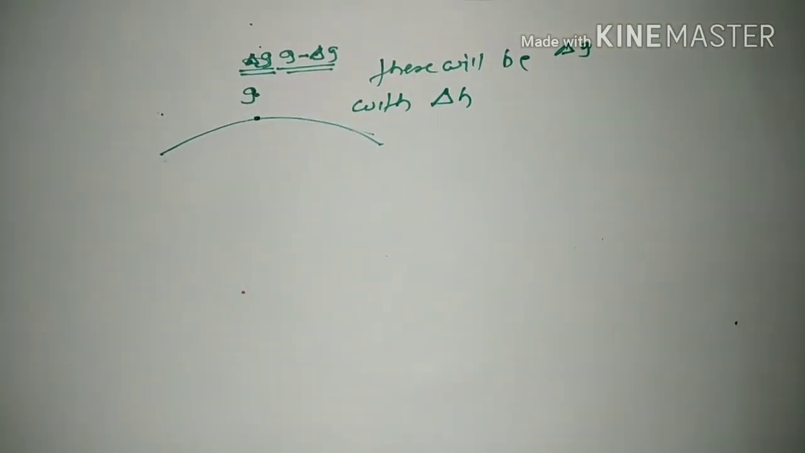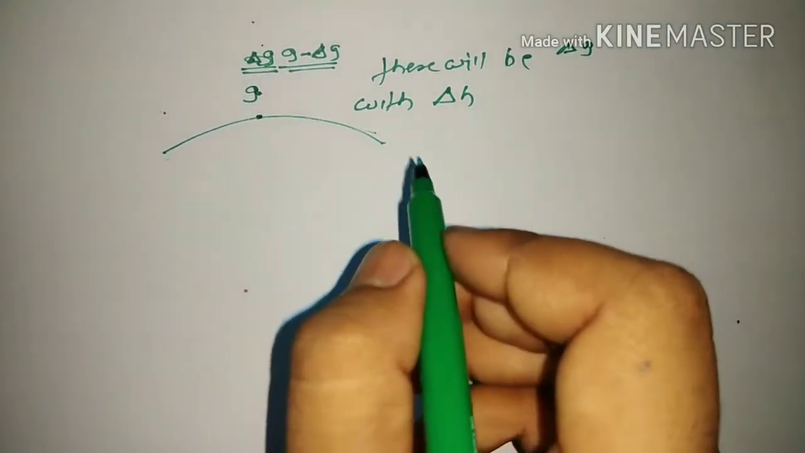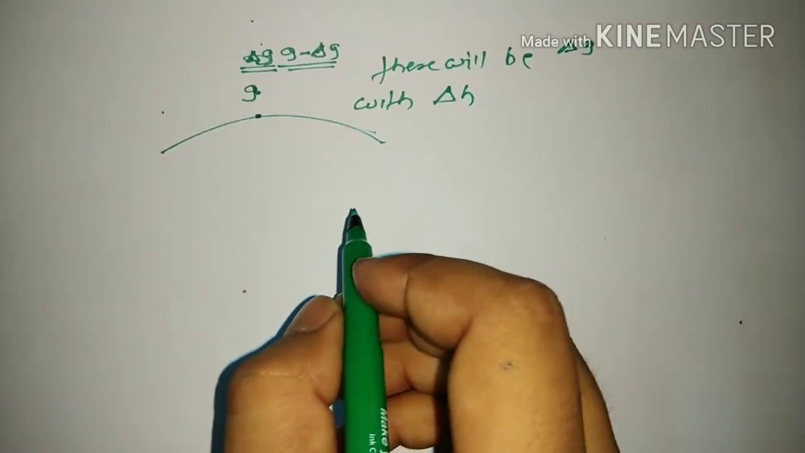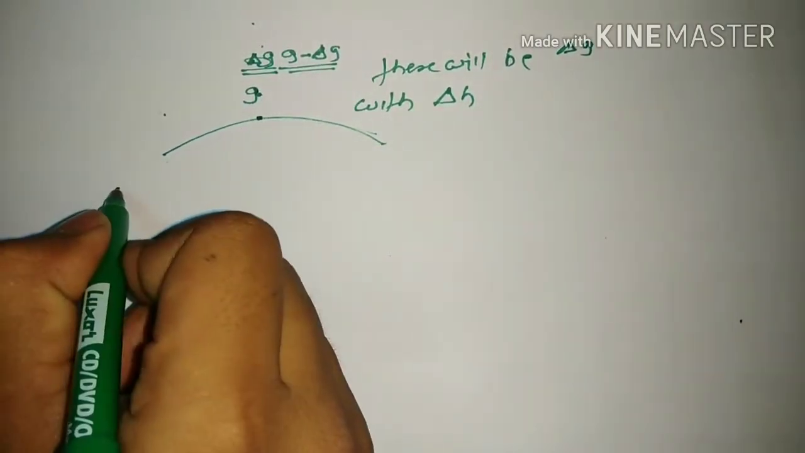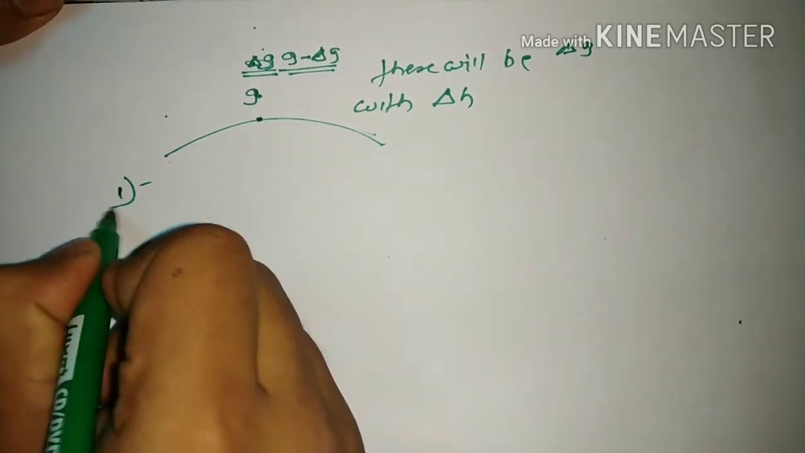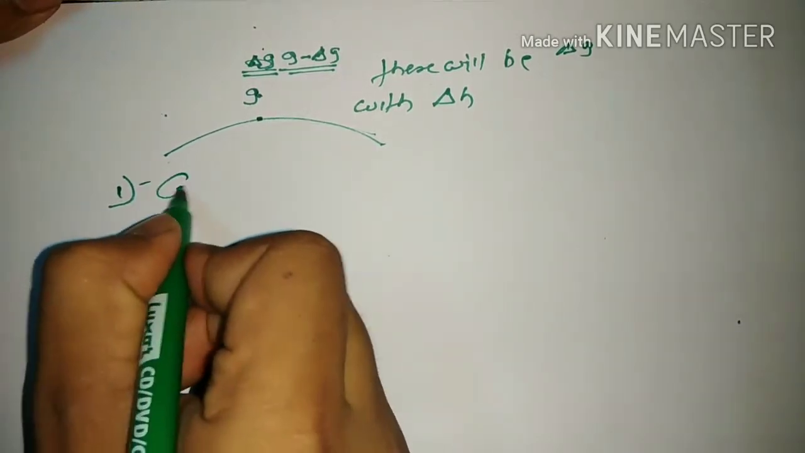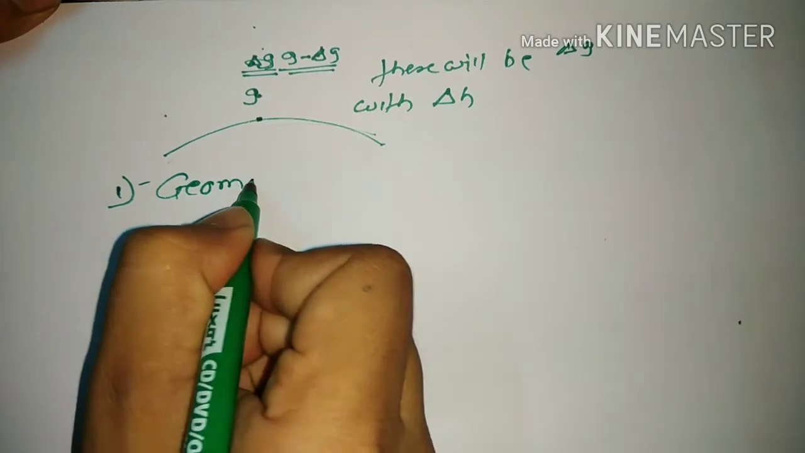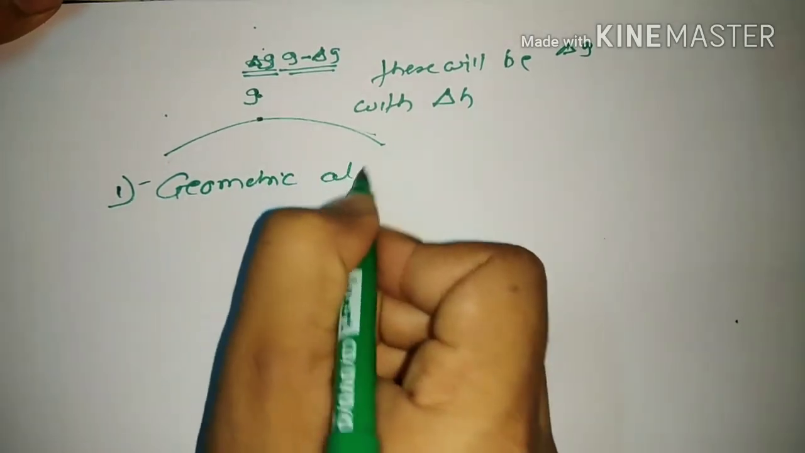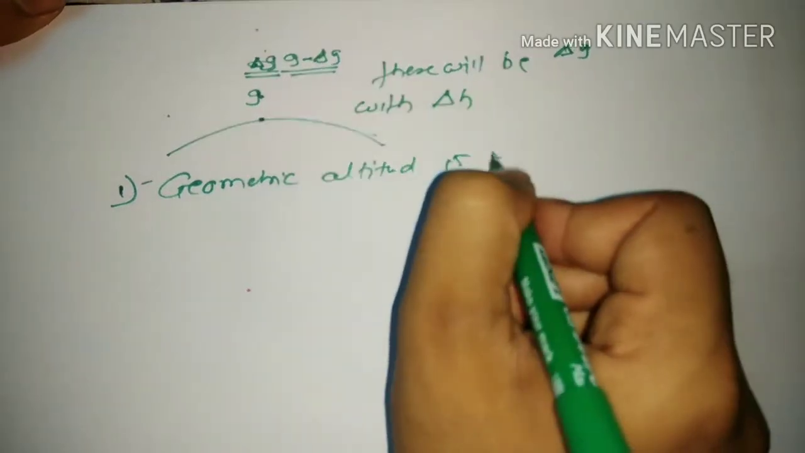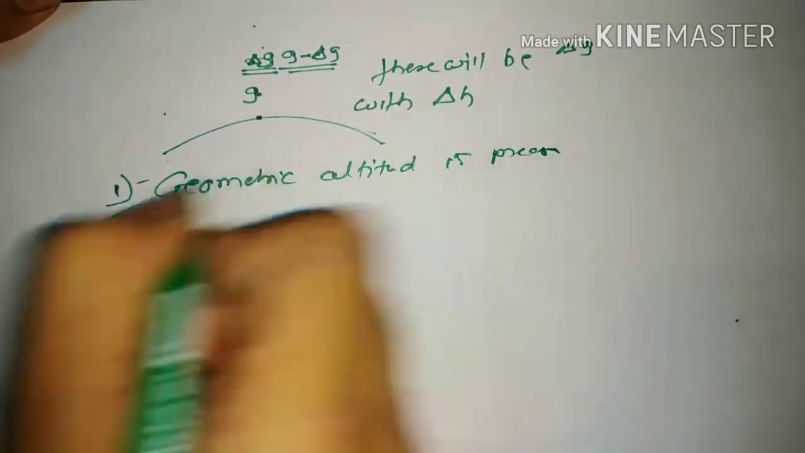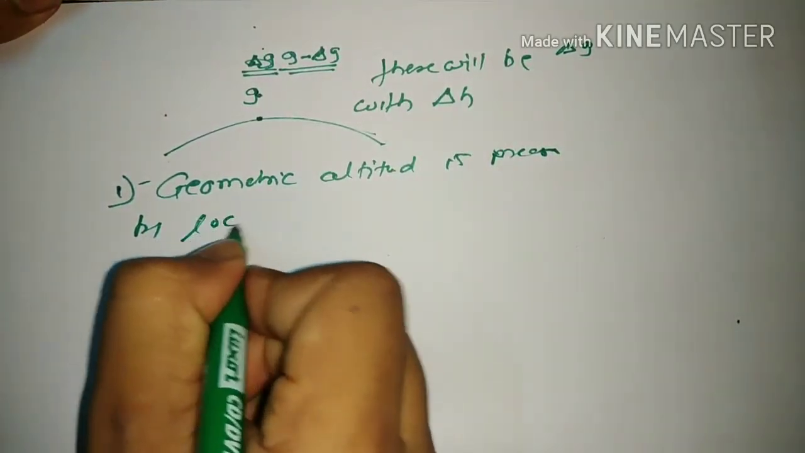So if we use the geometric altitude, the altitude is measured by local G.